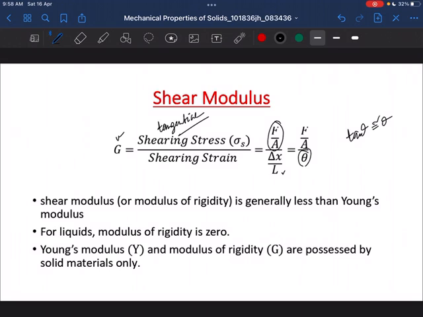So shear modulus is generally less than Young's modulus. So what is shear modulus? It is smaller than Young's modulus. So for liquids modulus of rigidity is 0, because in case of liquids we cannot have shearing stress. Okay, it is only applicable for solids. So Young's modulus and modulus of rigidity are possessed by solid materials only.